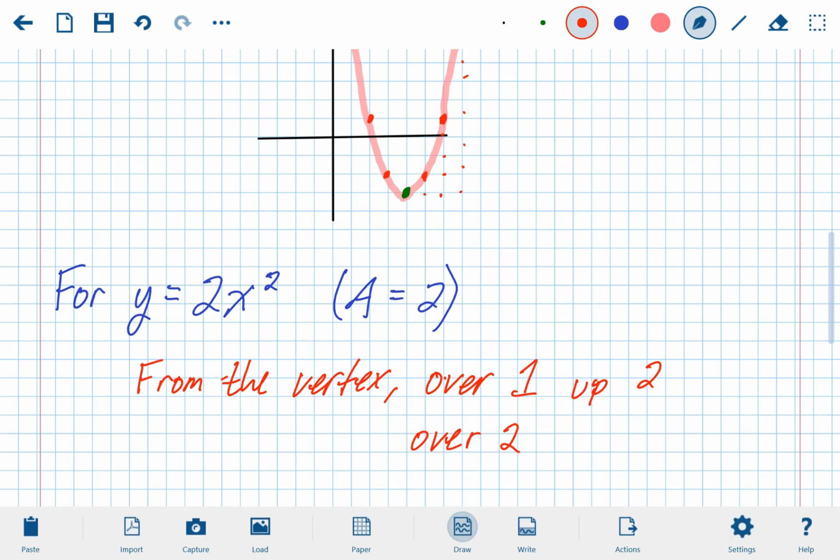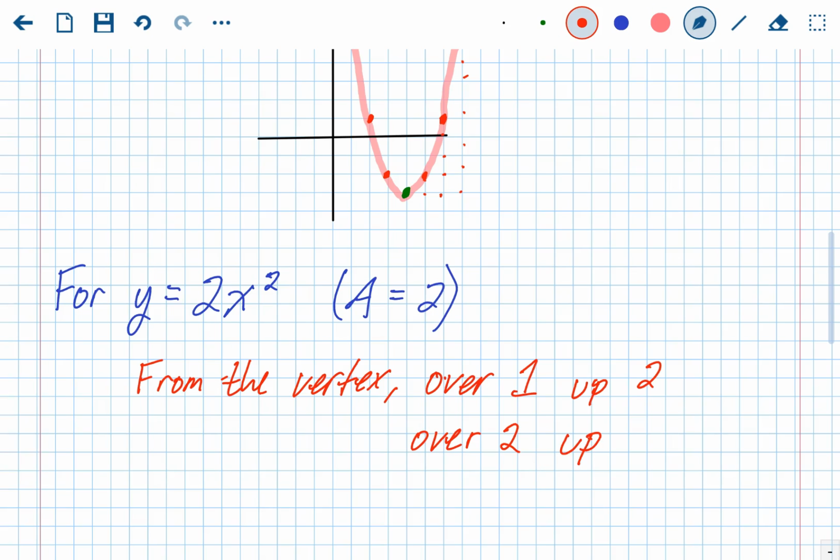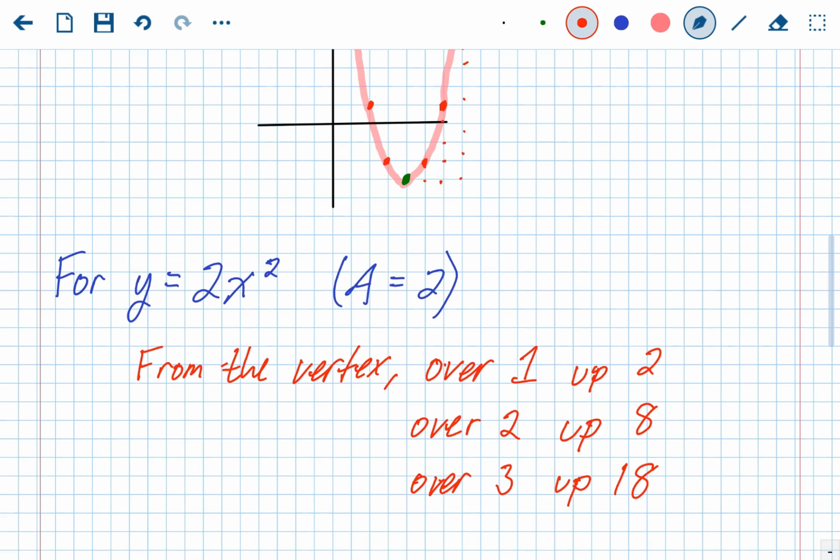And you could go over 2 from the vertex, and you're guaranteed to have a point at, well, you plug in 2 for x, 2 squared is 4 times 2, it's going to be up 8. If you go over 3, there's going to be a point that is up 18. Okay, plug in 3 for x, 3 squared is 9, 9 times 2 is 18. So those go up a lot quicker. After spring break, we're going to talk about the narrowing and the widening of graphs. But if you have an a value of 2, your graph is going to be more narrow than the parent function. So it's going to be a skinnier parabola.